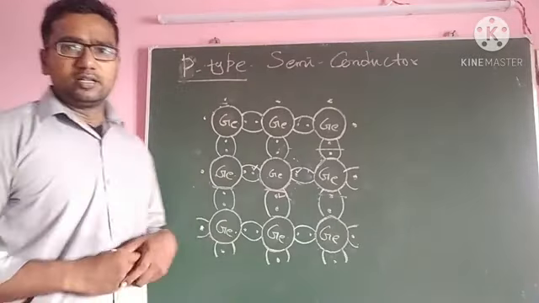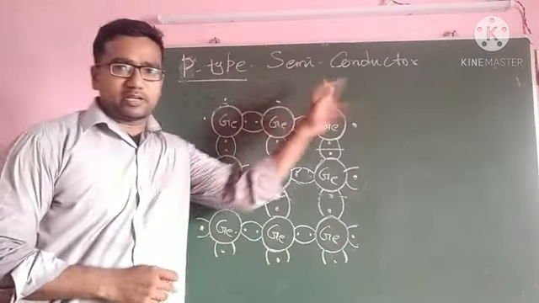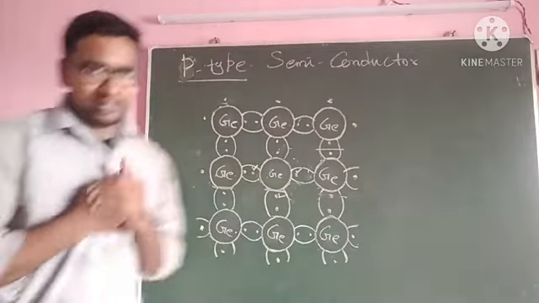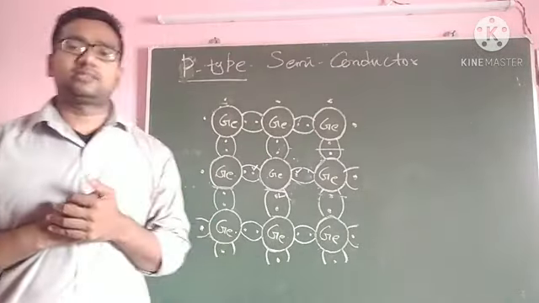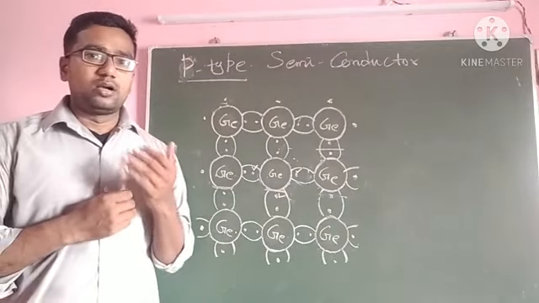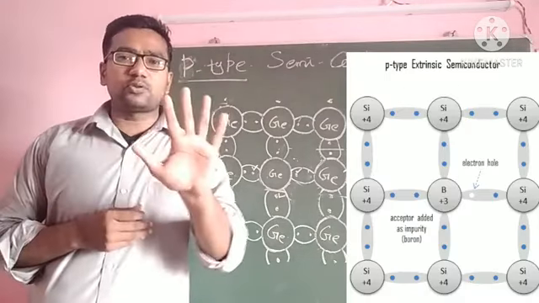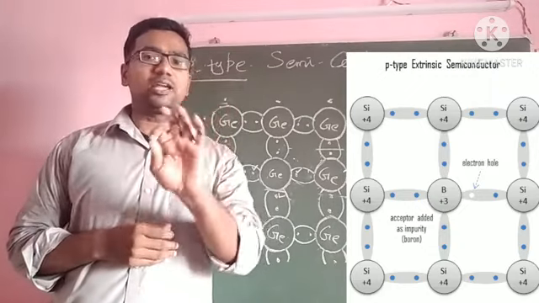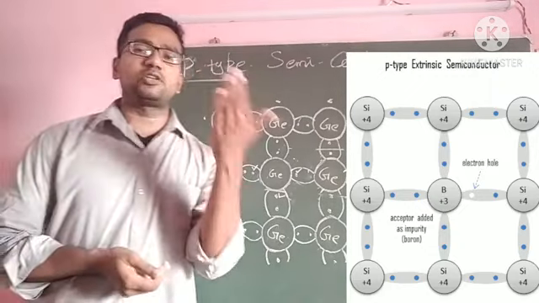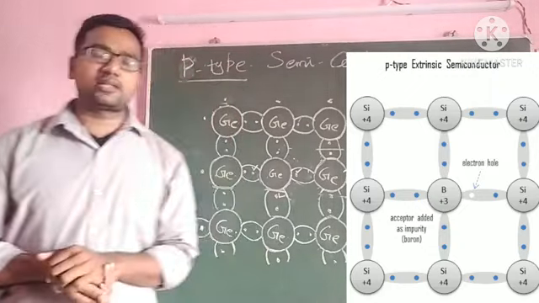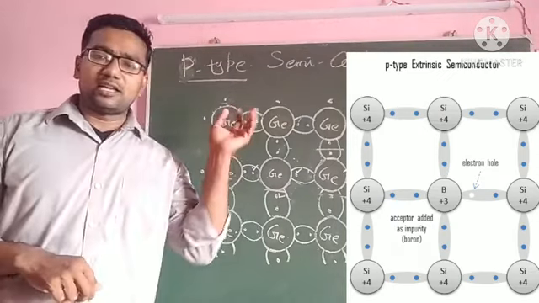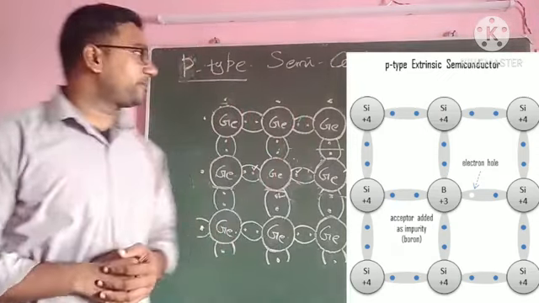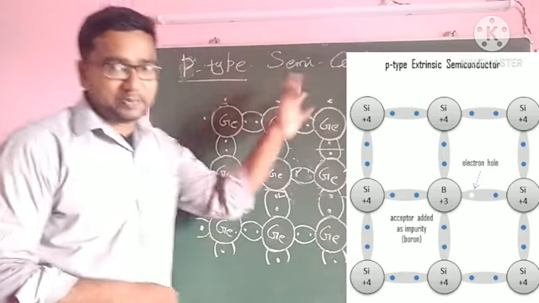Next, we will see the P-type semiconductor. Again, this is one of the extrinsic semiconductors. Previously, we learned what an N-type semiconductor is. If you add a pentavalent atom to the intrinsic semiconductor, it will be converted to an N-type semiconductor. In an N-type semiconductor, the electron is the majority carrier and holes are the minority carrier. There is a donor energy level present.